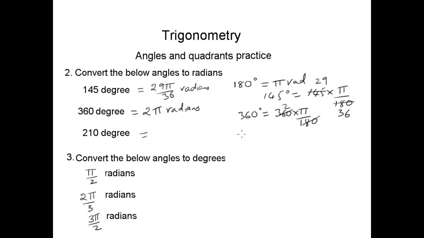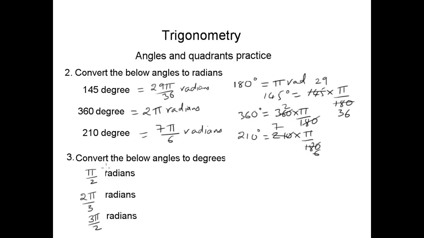How about 210? So 210 degrees would be 210 times pi over 180. The 0s cancel off. 3 7s are 21, 3 6s are 18. So 7 pi over 6 radians.